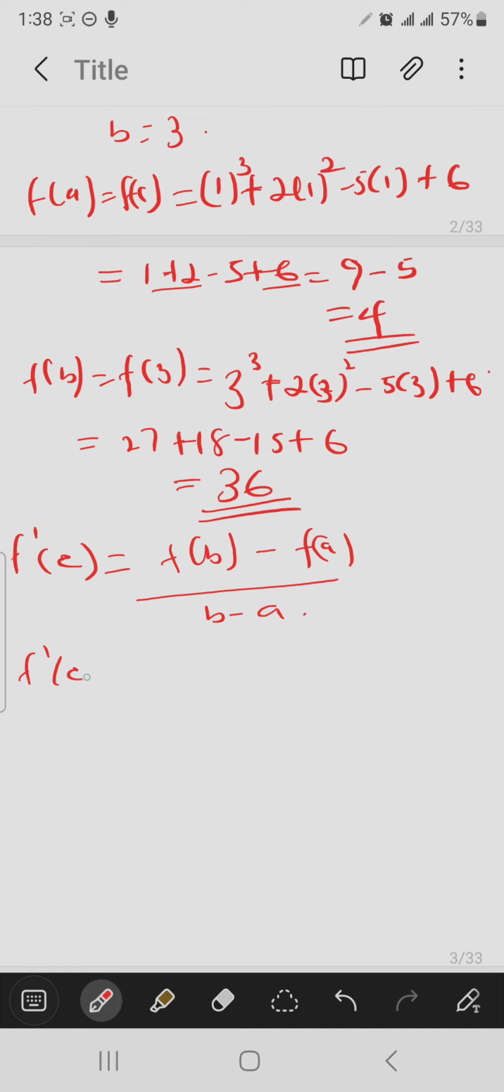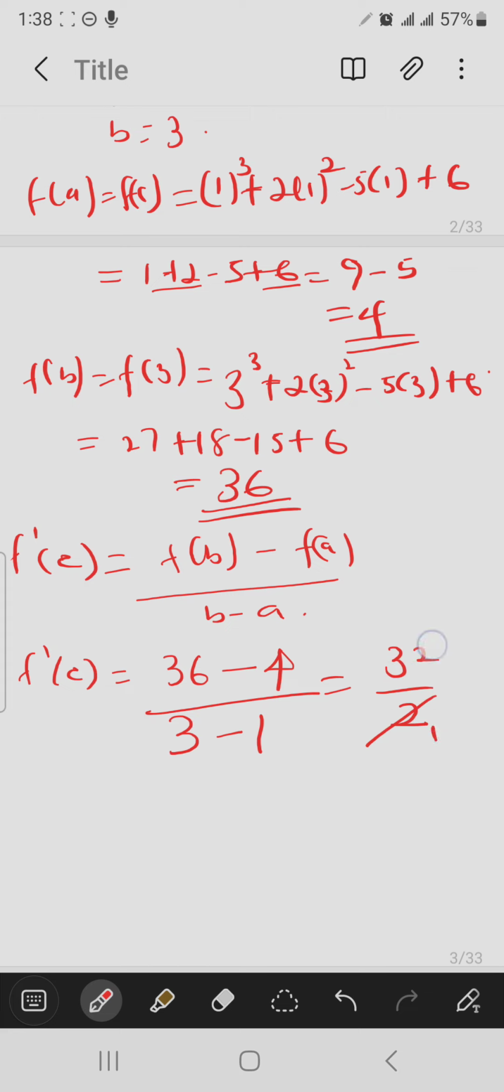F prime of c will now be equal to, what is f of b? It will be 36, the one we calculated just now, minus 4, the one we calculated the other time, divided by b, which is 3. The function itself is 3, and for a it is 1. So we have this one minus this, which will be 32 over 2. So 2 here 1, 2 here 16. So f prime of c will be 16. So we've gotten the answer.